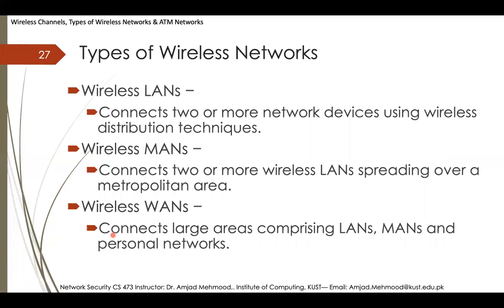Now, come to types of wireless network. So, WLAN, wireless MAN, and wireless WAN. Wireless LAN connects two or more network devices using wireless distribution technology. Wireless MAN connects two or more wireless LANs spreading over a metropolitan area. Wireless WANs connect a large area comprising LAN, MAN, and personal area network.